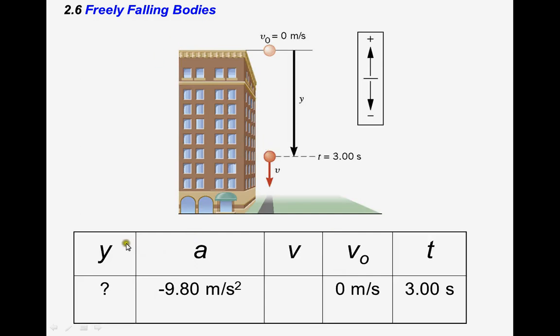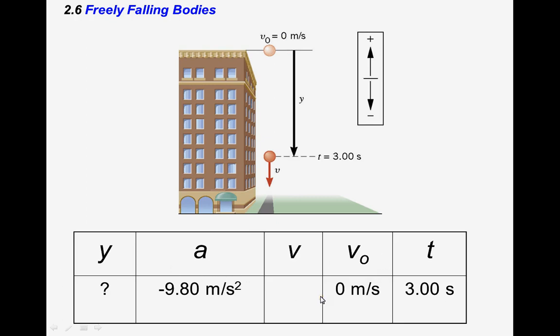So if we list our 5 kinematic variables, the ones that we know are the acceleration is negative 9.8 meters per second squared. The initial velocity was 0. The time was 3 seconds. We don't know the final velocity, but that's not our concern with this problem. We're looking for the displacement, y. And that too will be a negative number, right? Because the final displacement will be down here somewhere, minus the top. So some small number minus a big number will give us a negative number. So we have the 5 variables.